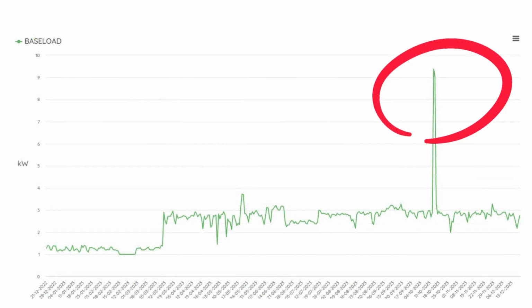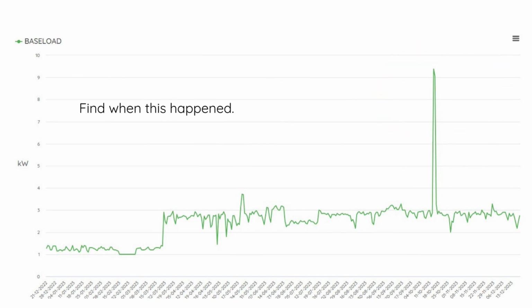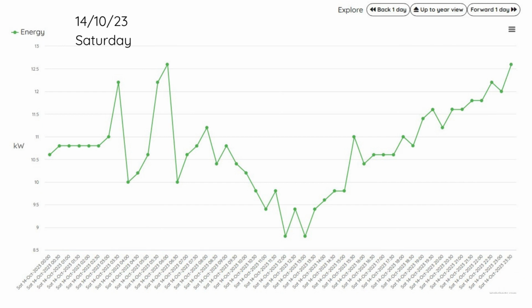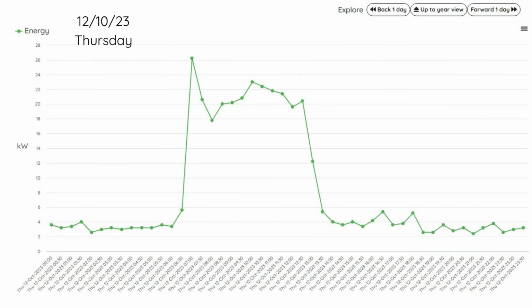If there has been a sudden increase like this in your school, the first thing to do is to find out when this happened. Click on the day you can see the increase, or just before it, and click on the forward 1 day and back 1 day buttons to see if you can spot what changed.